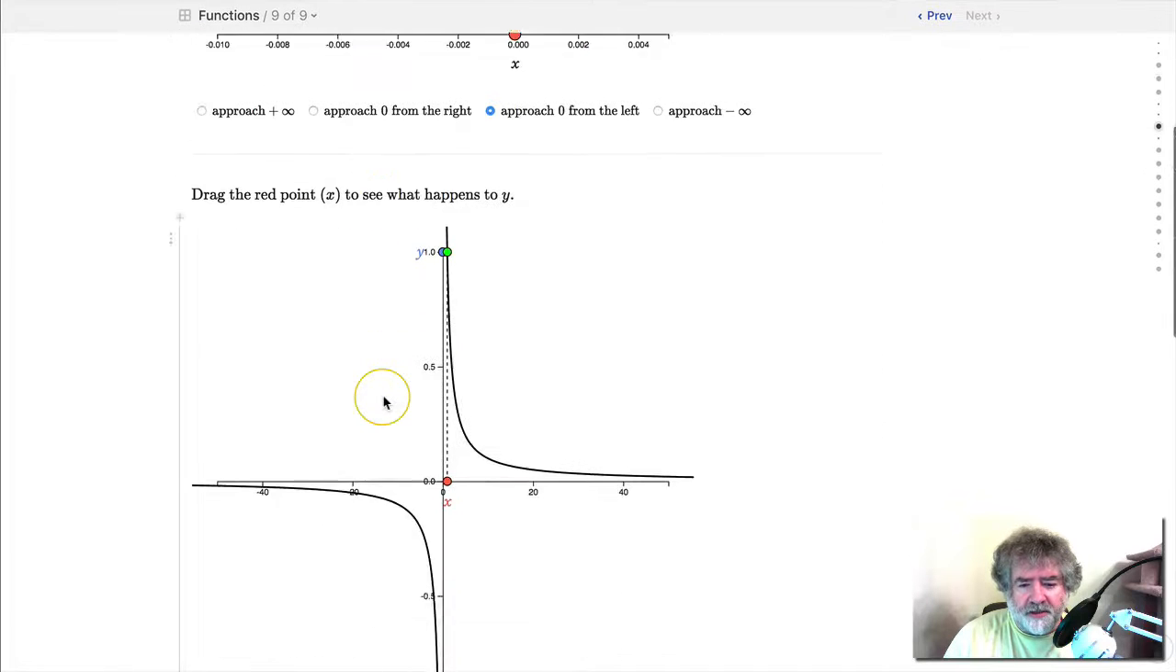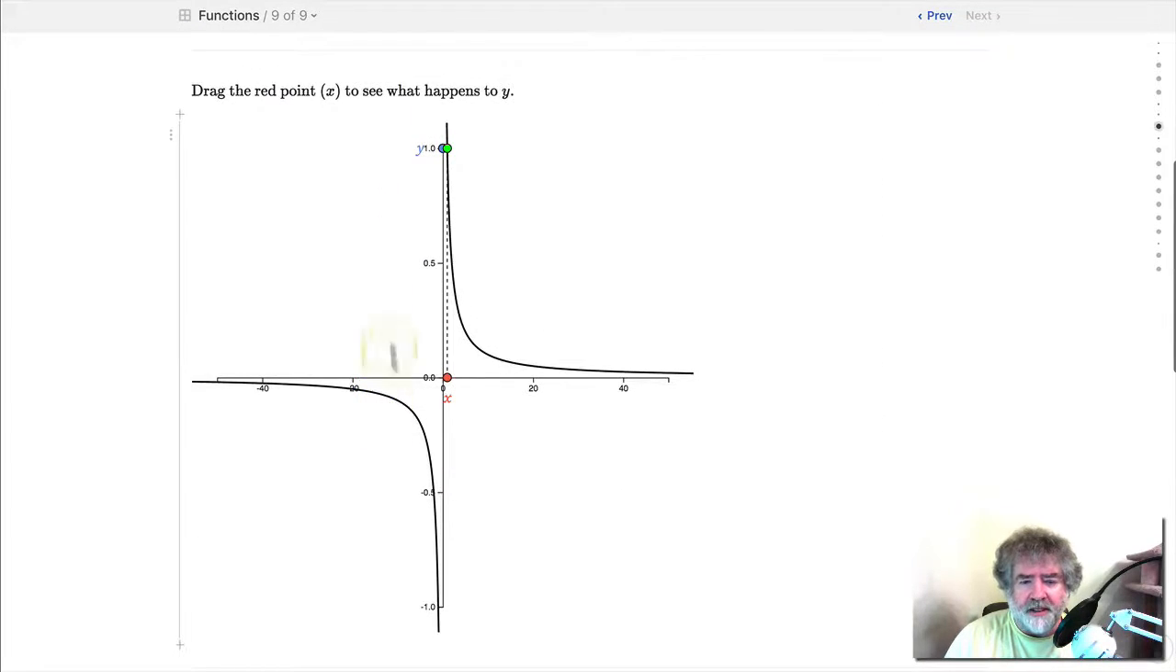So then down here you can see the whole story at once by looking at the plot of 1 over x, and you can just simply drag the red point. And so as you move x, you can see what happens to y.